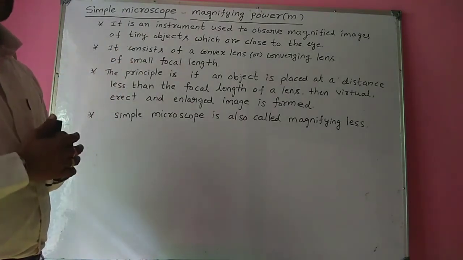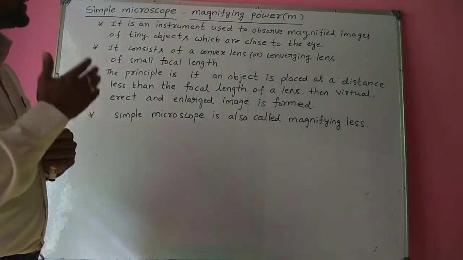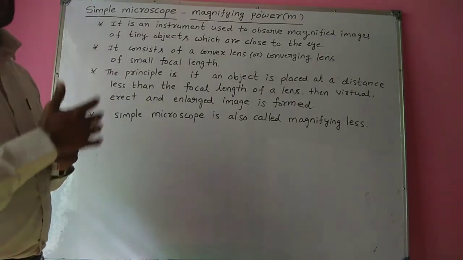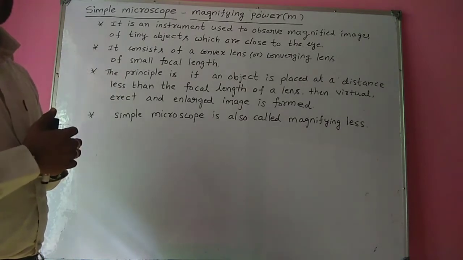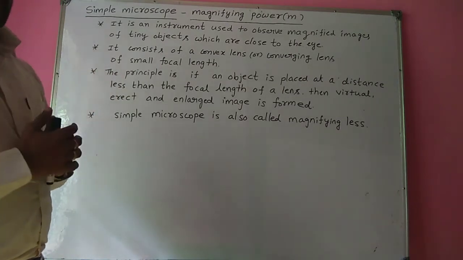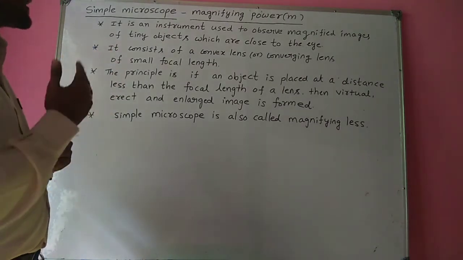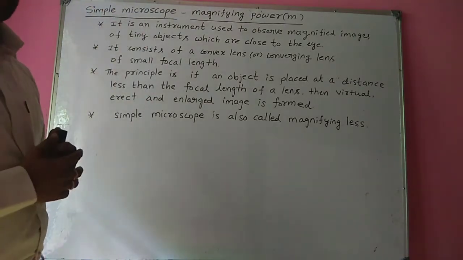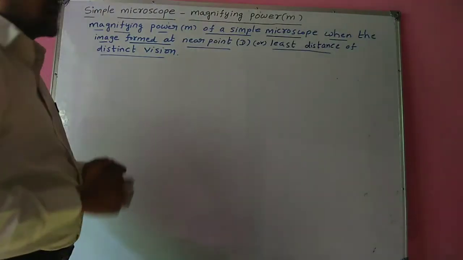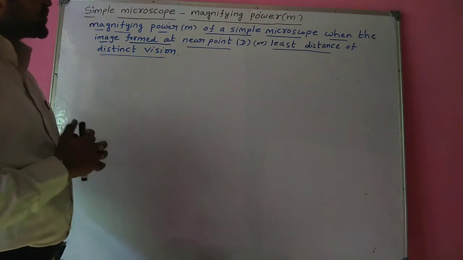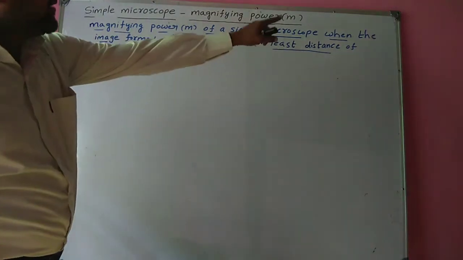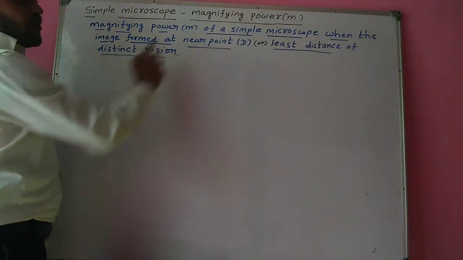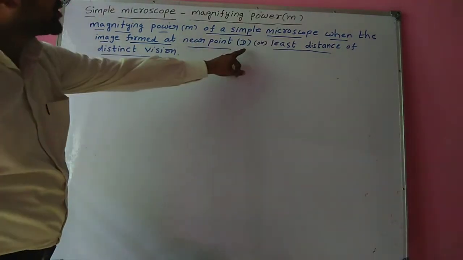Both the cases means, the first case is when the image is formed at near point, and the second case is when the image is formed at infinity. In both the cases, let us determine the magnifying power of a simple microscope. First, when the image is formed at near point. Near point is denoted by D.